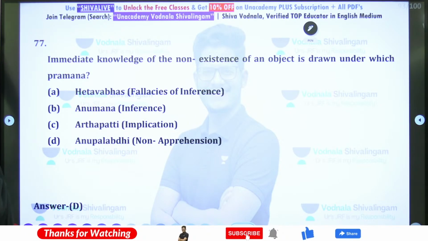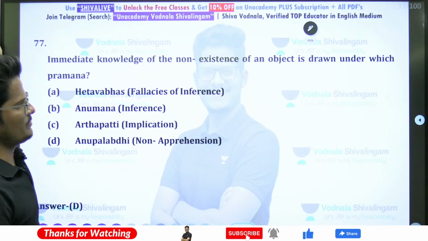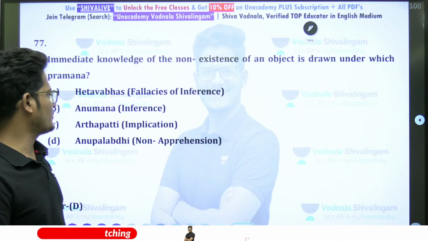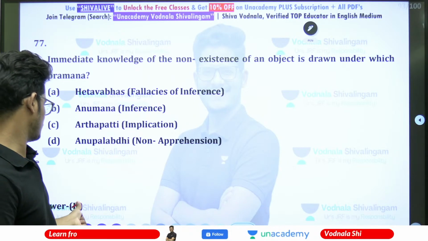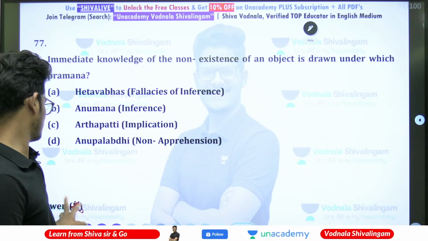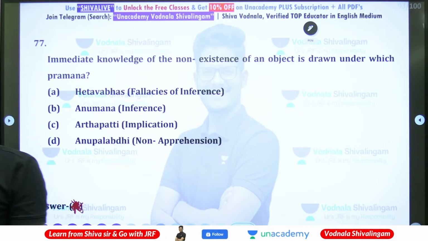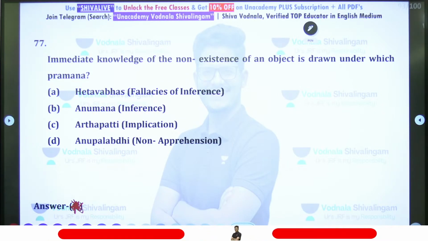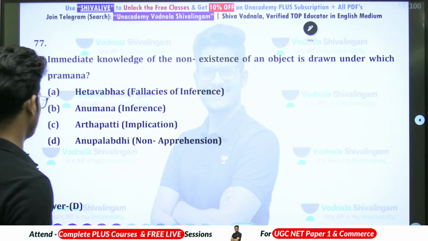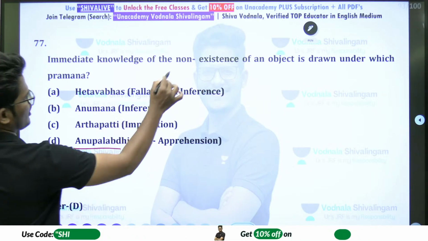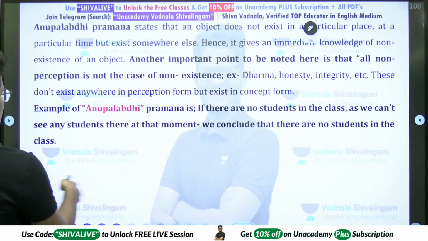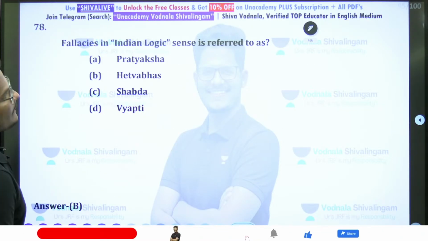And immediate knowledge of the non-existence of an object is drawn under which of the following pramanas? So the answer is D, that is Anupalabdhi. Non-existence means Anupalabdhi. Next.